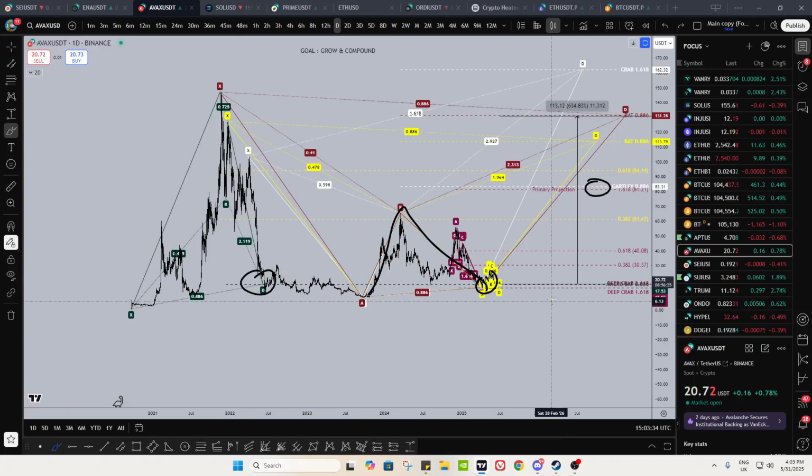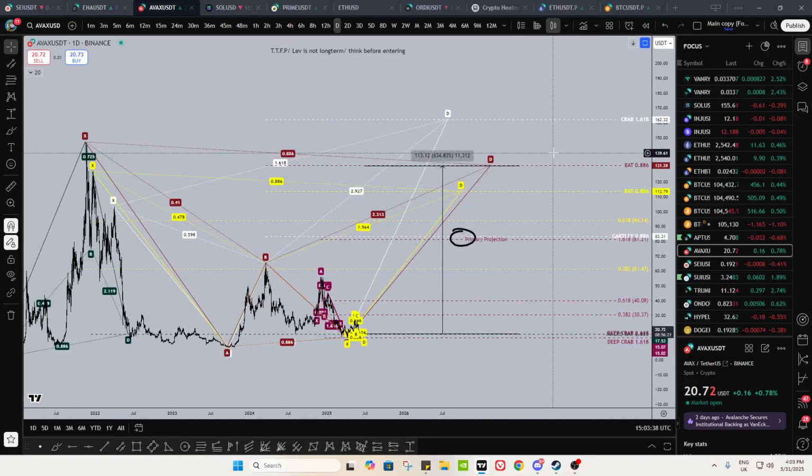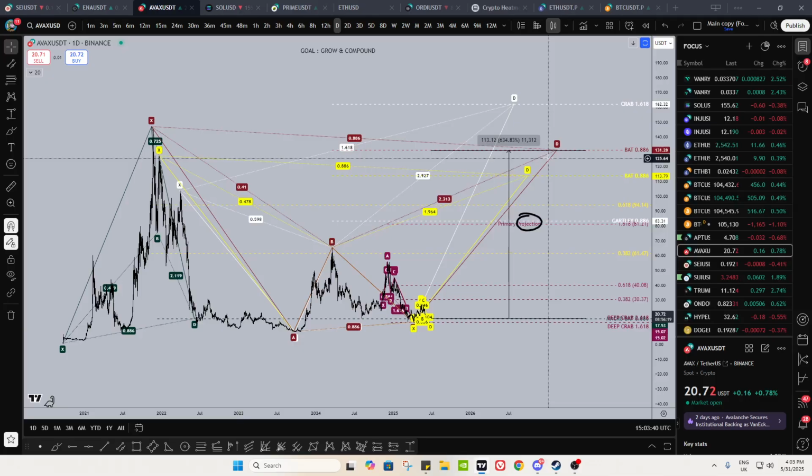This is extremely powerful PRZ for AVAX. We cannot be surprised if it gets it. If AVAX goes to $162 this cycle, that's it. That's retirement, right? That'd be ridiculous if it went there. But even if it goes to 131, these targets, that's extremely, extremely good money.